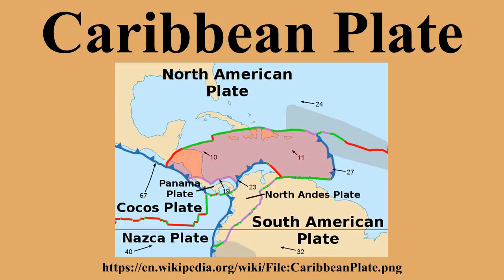Great American Interchange. The Great American Interchange, in which land and freshwater fauna migrated between North America and South America via the uplifted western margin of the Caribbean Plate, was a later event, which peaked dramatically around 3 million years ago during the Piacenzian Age.